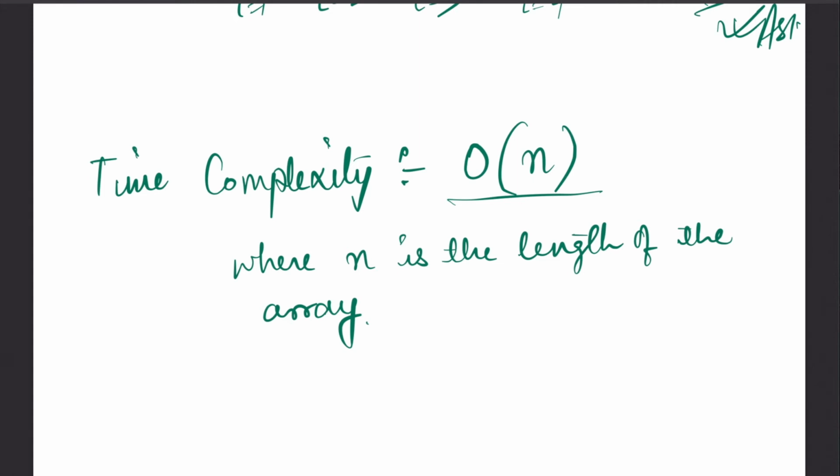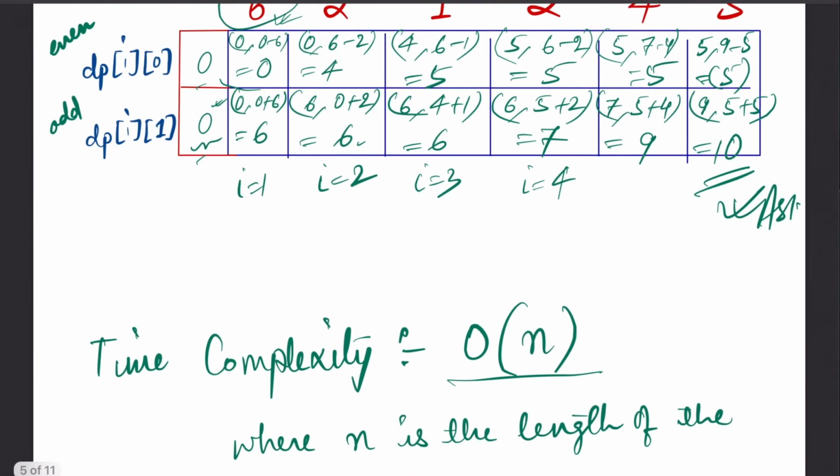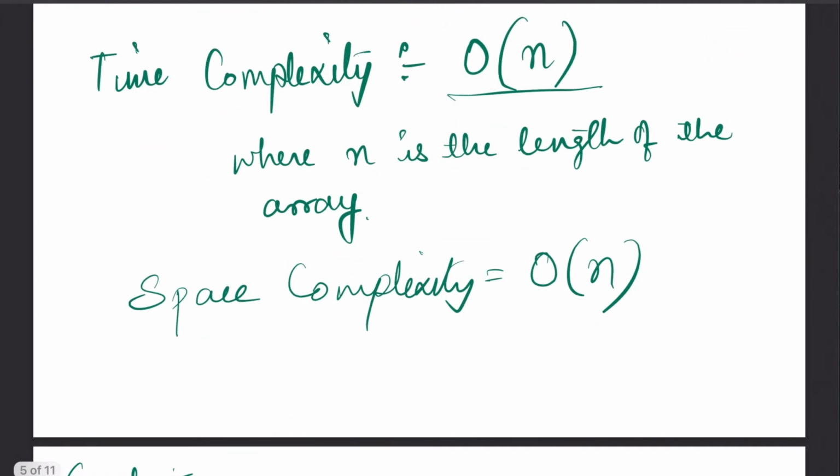So that is it. What will be the space complexity? The space complexity is still O of n, because I have to keep a 2D array where I simply save these 2 values for even and odd. So that will be O of n.